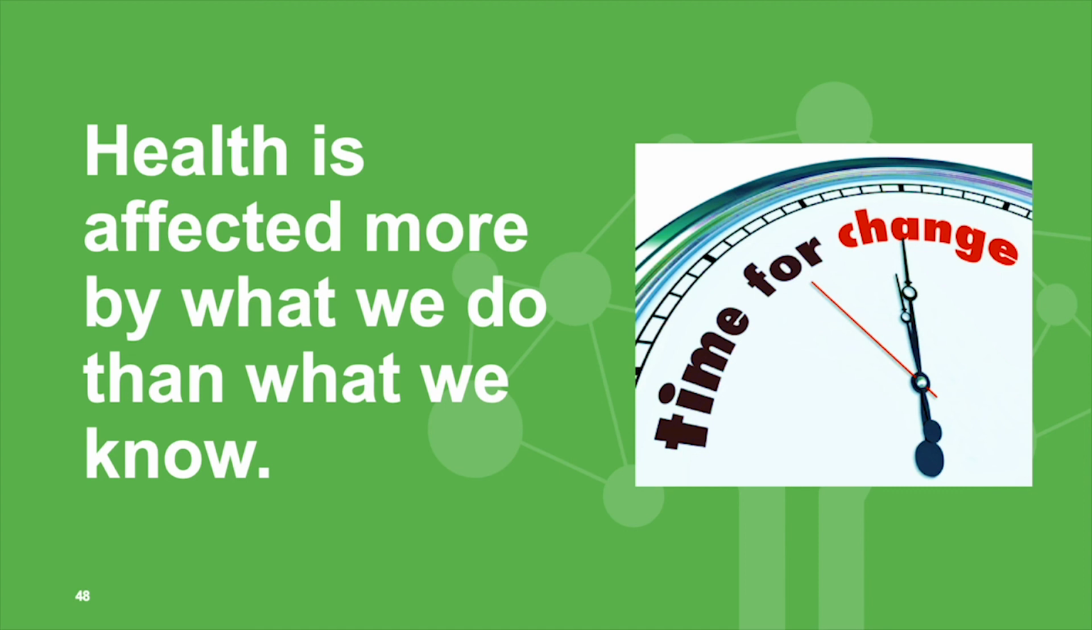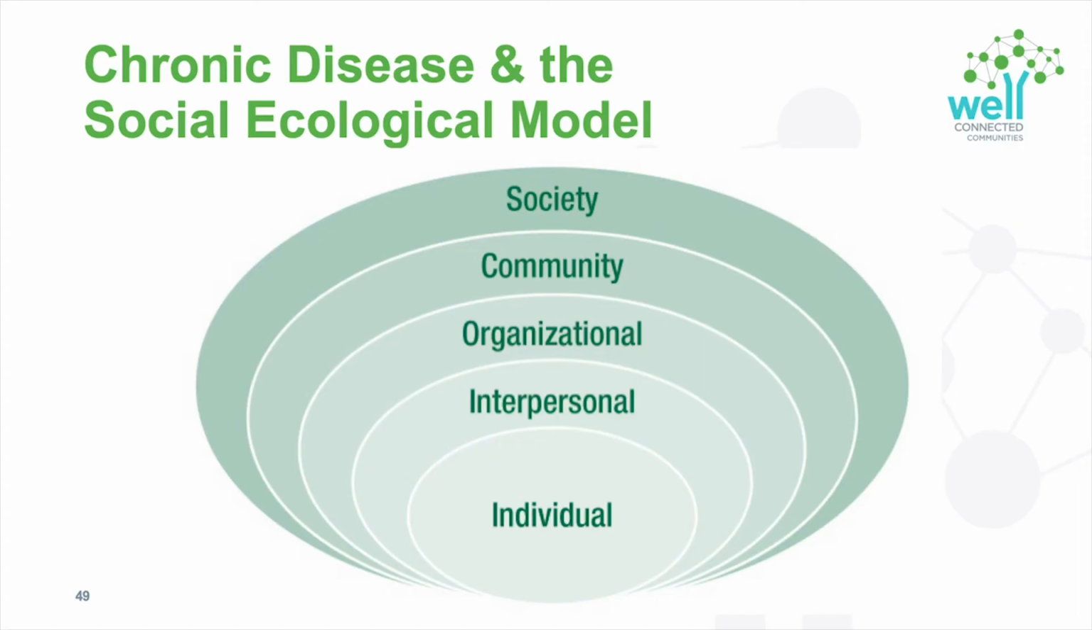So as we close, let's consider the social ecological model. We've talked a lot about individual behaviors for chronic disease prevention. Think beyond the individual. Reflect back on the social determinants of health. What else might address chronic disease? And how might this fit with well-connected communities?